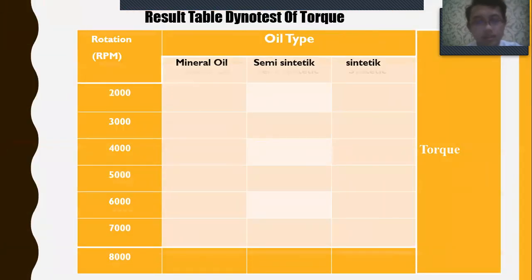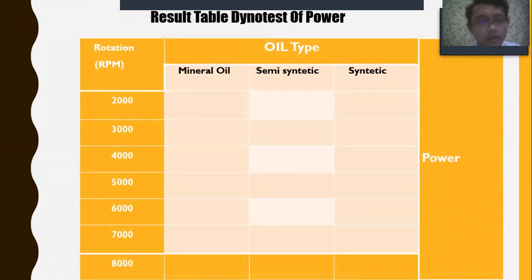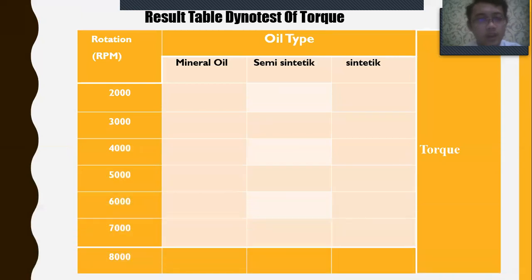And this is the result table of the dyno test of power. Okay, I'm sorry, I will repeat again. In this table, rotation, oil type, and power will come out from the result. And next is the result table of the dyno test of torque, like power, but this is torque with a different unit.